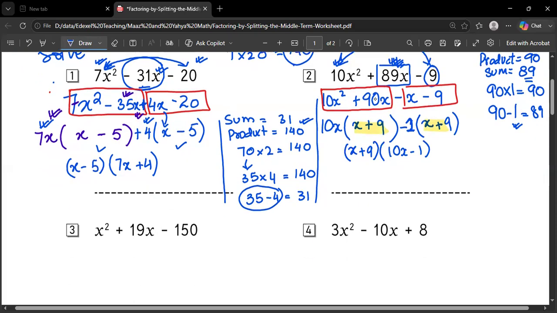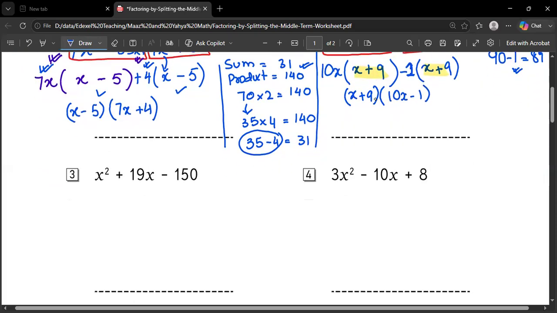Okay. Now let's do this one, question number 3: x square plus 19x minus 150. What is the first step? The first step is to simplify it by multiplying these two numbers. This is the first step.